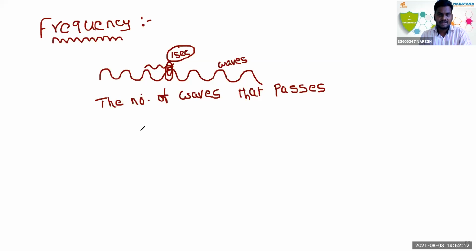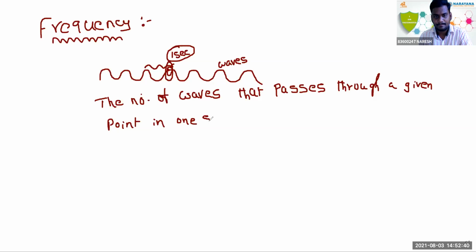So what is the definition of frequency once again? The number of waves that pass through a given point in 1 second. All of you write neatly: the number of waves that pass through a given point in 1 second is known as the frequency of radiation.